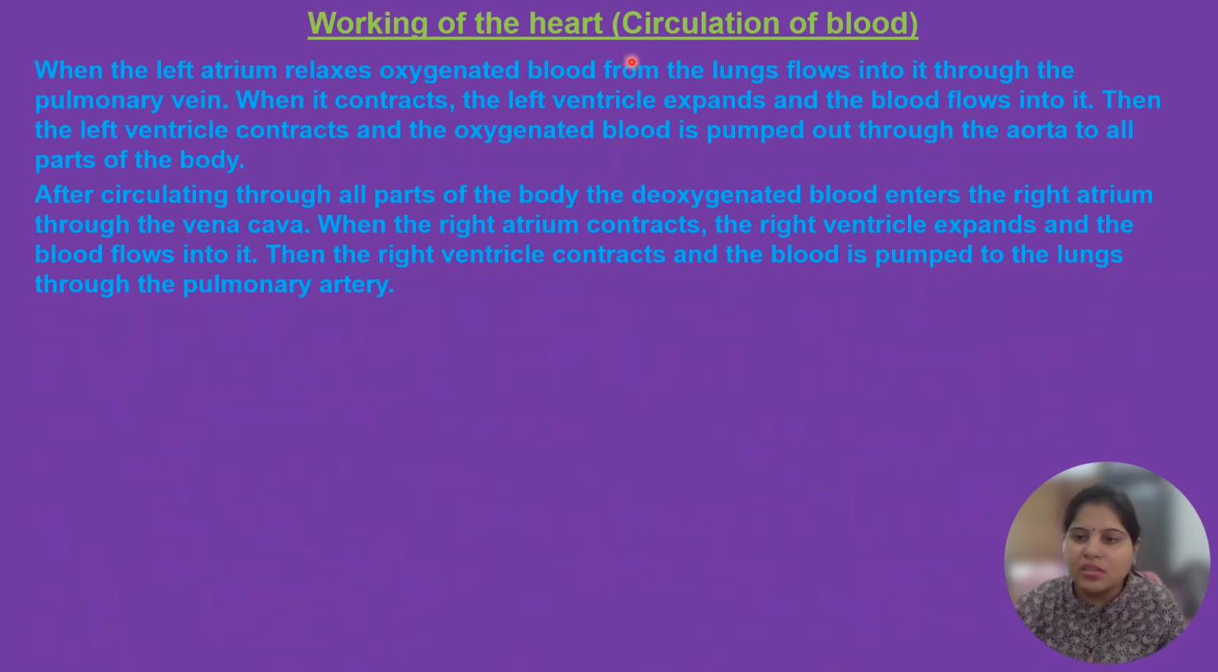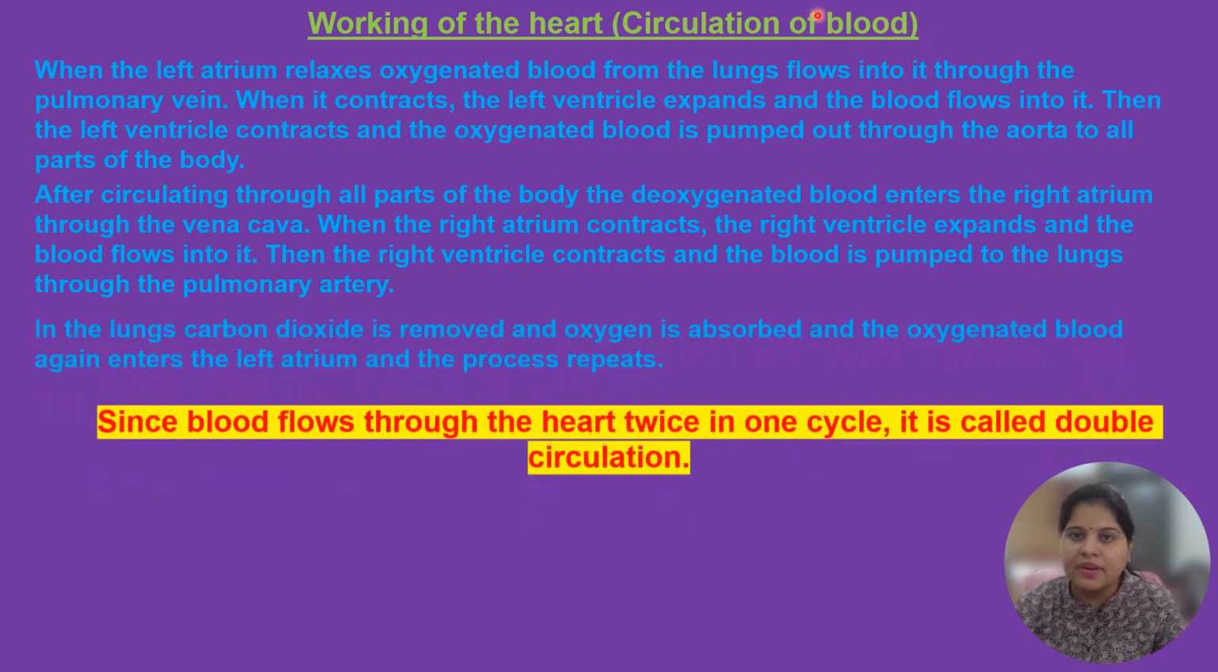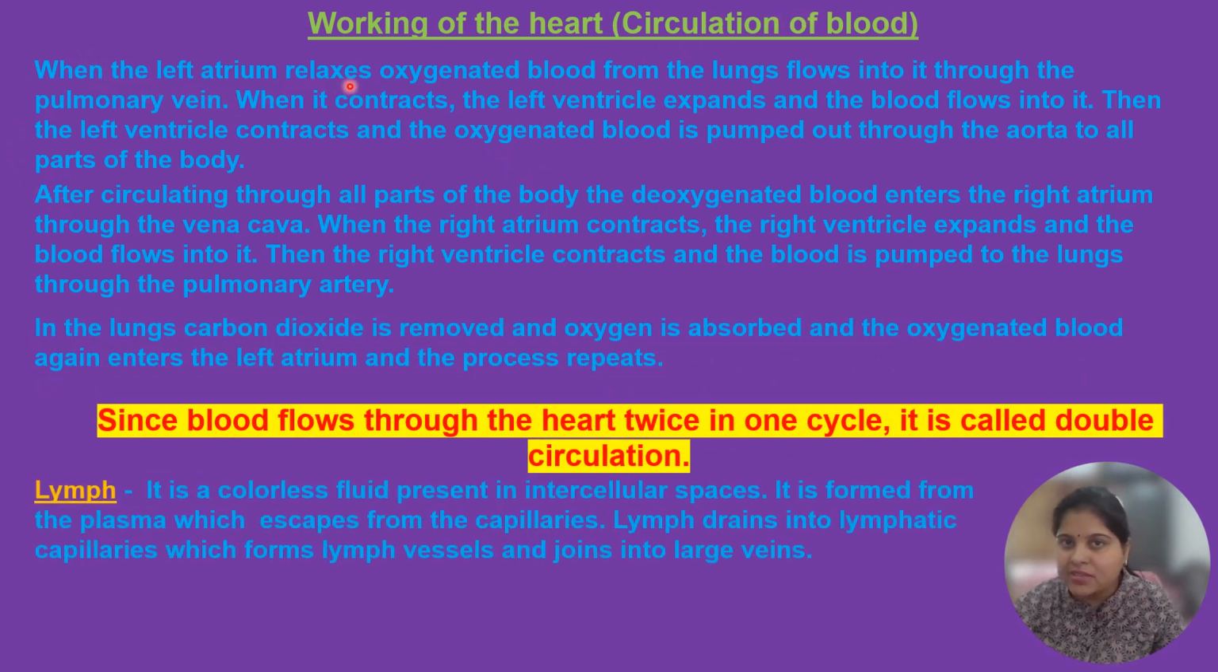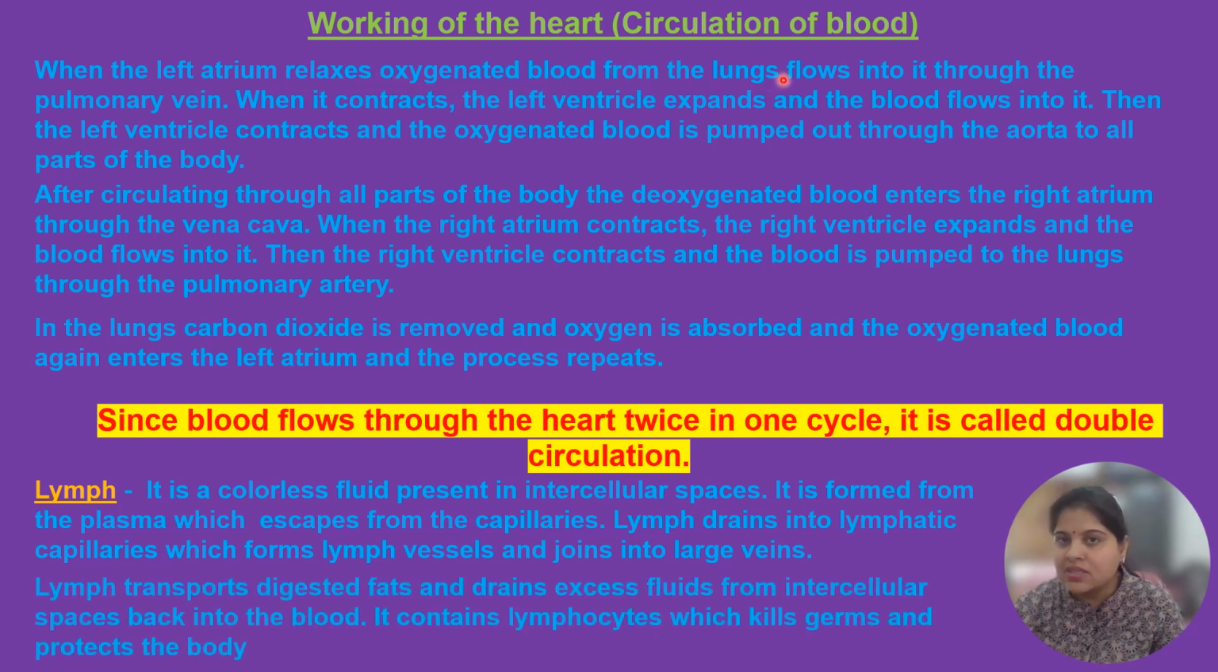Now, working of the heart, this is the theory, whatever I have explained, this theory is there. So I am reading it fast. So when the left atrium relaxes, oxygenated blood from the lungs flows into the left atrium with the help of the pulmonary vein. Now when the left atrium contracts, the left ventricle expands and blood flows into the left ventricle. Now the left ventricle contracts and oxygenated blood is pumped out through the aorta to all the body parts.